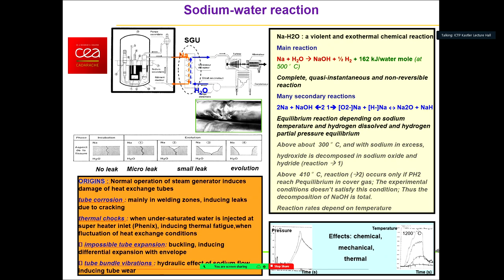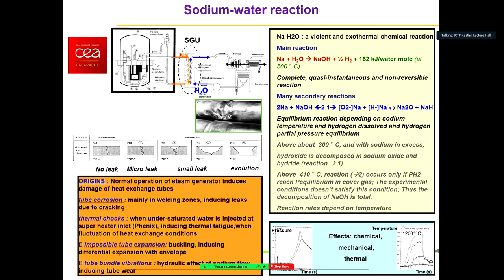So we have these chemical reactions, and as I told you yesterday, there is a risk of propagation due to the impact of steam inside the sodium. You can impact the neighboring pipes and you can have a propagation and multiplication of the leaks. So this is an event which has to be taken into account.